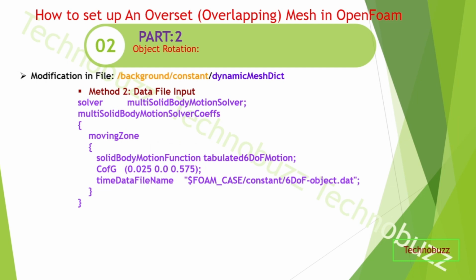So the second method is data file input. In this method, the only change needed is here. So here we are using tabulated 6 degrees of freedom motion, and this is the center of gravity, that is the geometric center of the rotating object, and then this is the time data file name. So this is the path of the data file. So with this modification, let us launch the case.